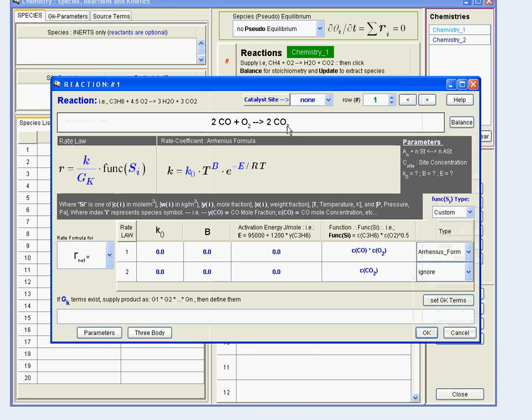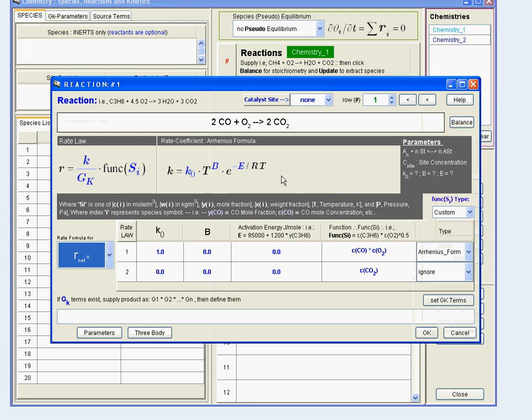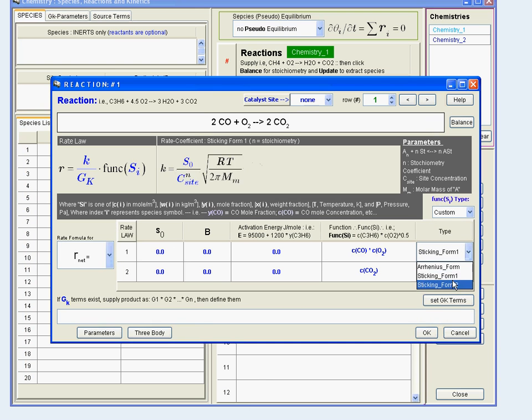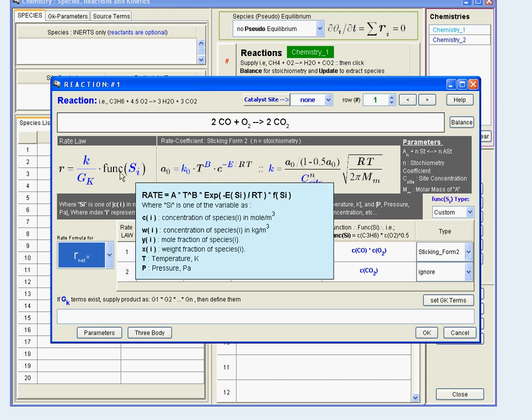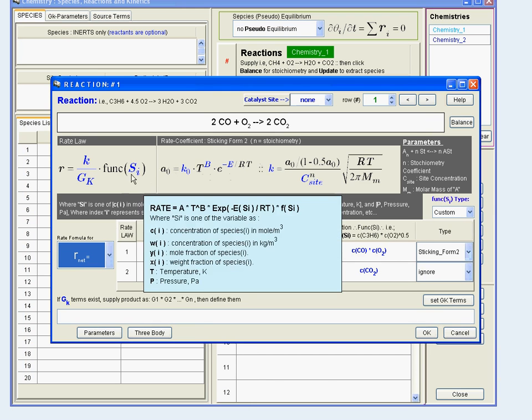So we can then enter the data here, the pre-exponential constant, which basically follows this formula here. And we can also select the type of pre-exponential values and then the type of pre-exponential formula. So in this case, we have the Arrhenius form. We can have 2 other forms, which are the sticking forms, and then the formula is being displayed here on the top, and then we can follow this formula to enter the data.